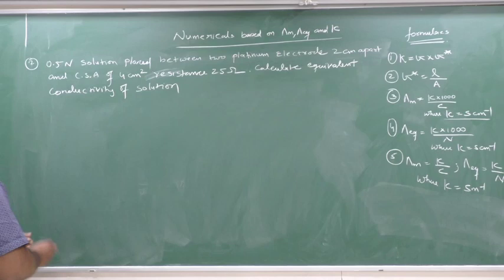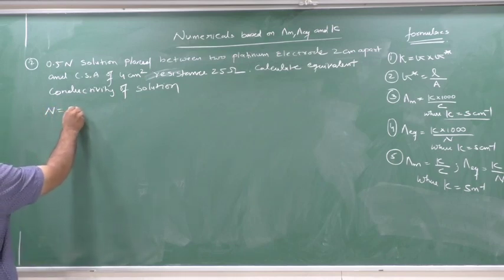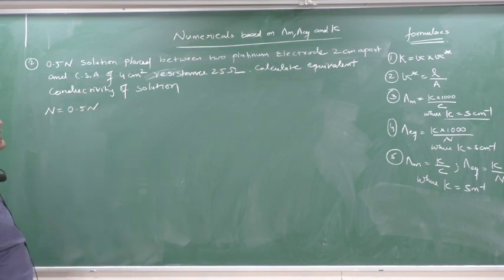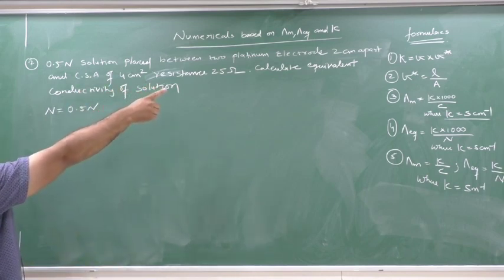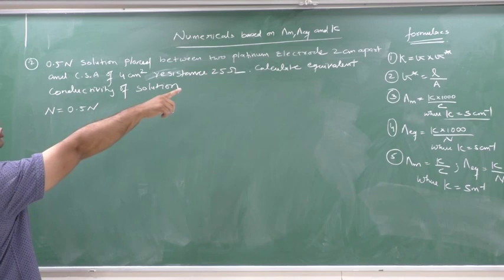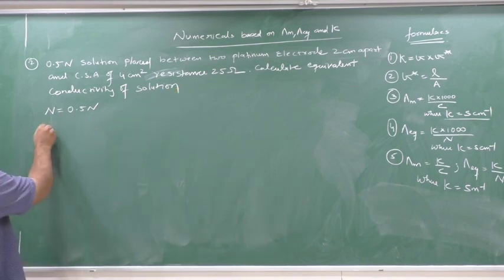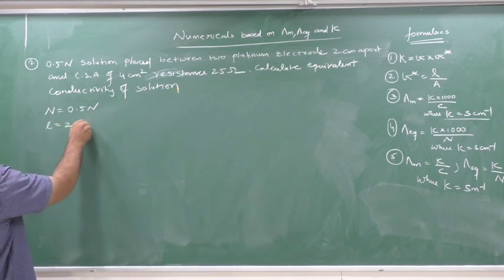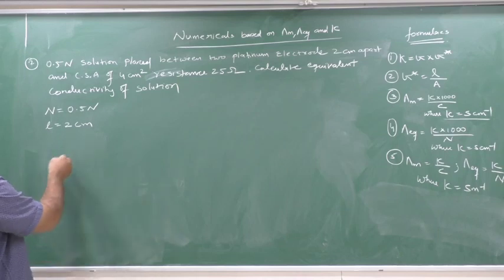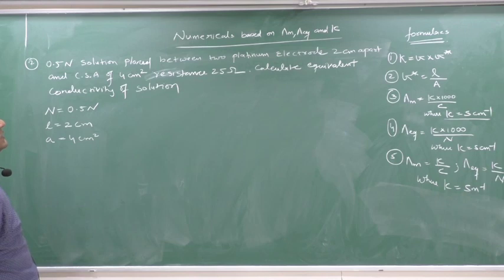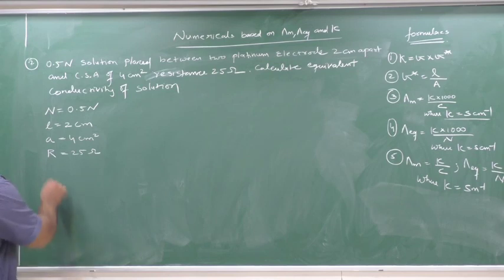So first we will calculate, see here now. Normality they have given, that is 0.5 normal, clear, and the distance between the two platinum electrodes is 2 centimeter. So length they have given, that is 2 centimeter, and cross section area they have given 4 centimeter square. Resistance is 25 ohm, so R is 25 ohm. Clear? Calculate the equivalent conductivity of the solution, means lambda EQ.